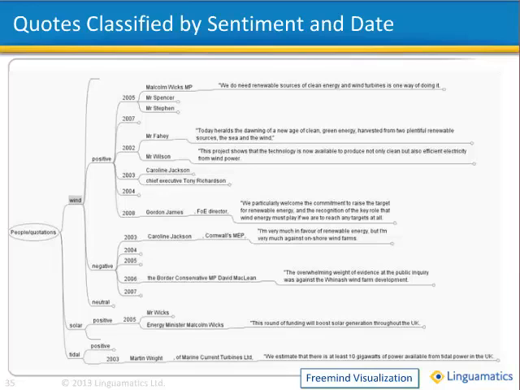Again, a slightly different example here. We're pulling out quotes from different people about different kinds of green energy, whether it's wind, solar, or waves. And we're seeing which quotes are positive or negative, clustering them by time. And this is an example of a FreeMind visualization. So once we're getting the data into a more structured form, we can slice and dice it, visualize it in lots of different ways.